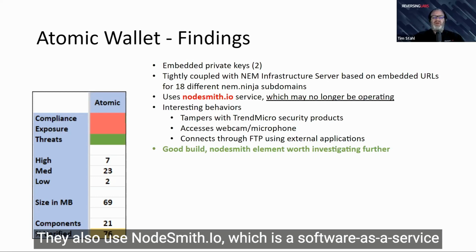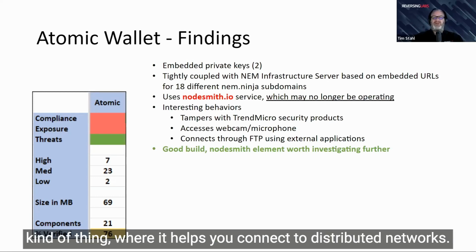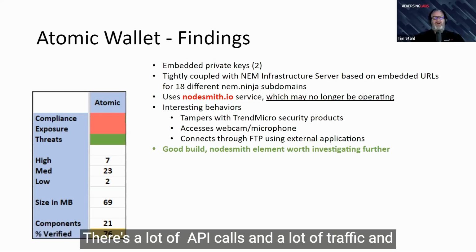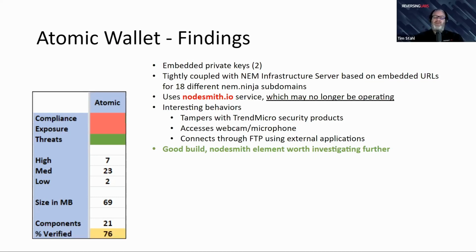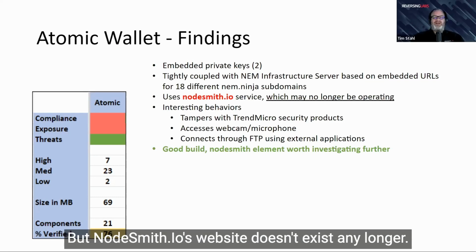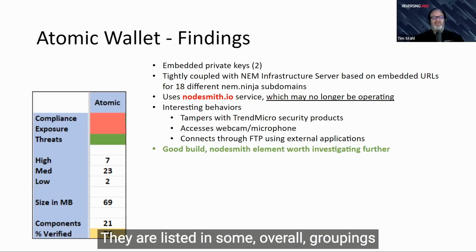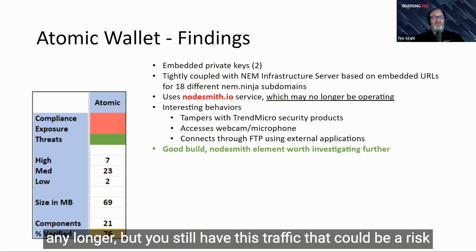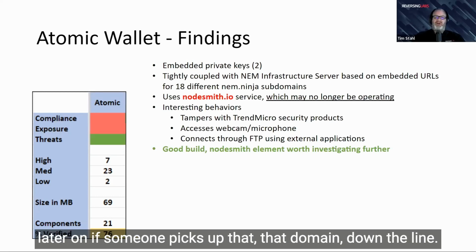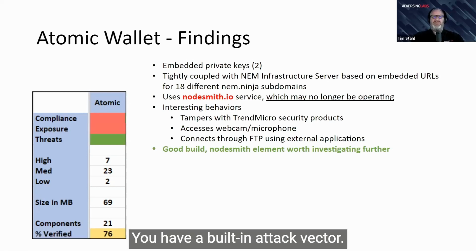They also use Nodesmith.io, which is a software as a service kind of thing where it helps you connect to distributed networks. There's a lot of API calls and a lot of traffic and network communications to those services. But Nodesmith.io's website doesn't exist any longer. They are listed in some overall groupings and ratings of crypto related services. Their pages no longer exist. So they may not be in operation any longer, but you still have this traffic. That could be a risk later on. If someone picks up that domain down the line, you have a built-in attack vector.